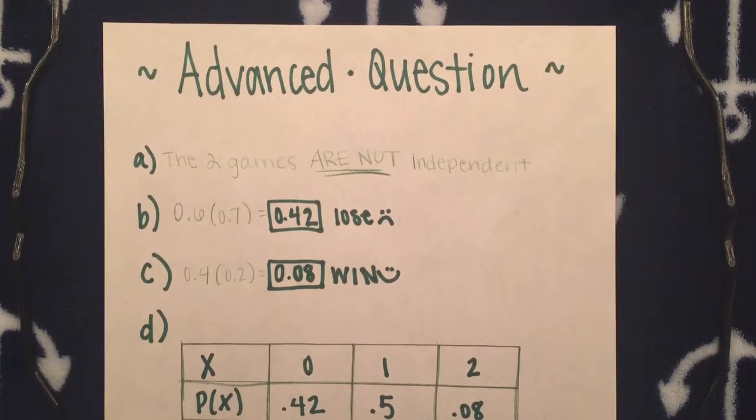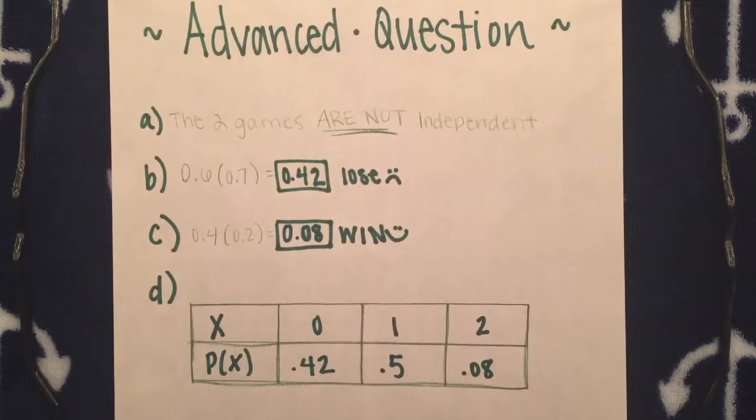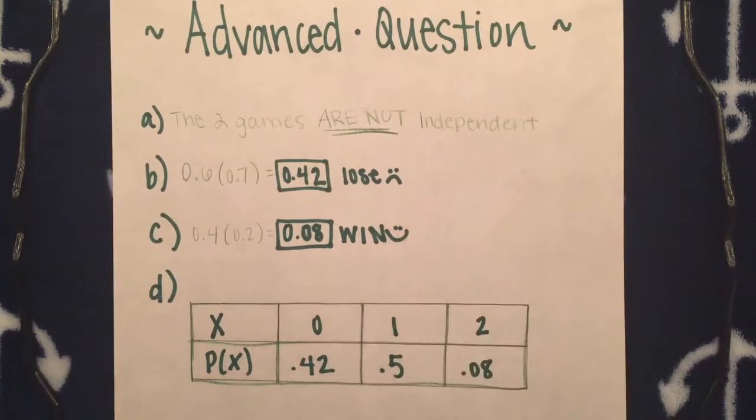Part B, what's the probability that you lose both games? So what you want to do here is take 0.6 and multiply that by 0.7, and you get 0.42. And that is a loss, so you have a 42% chance that you will lose. Little frowny face. And part C is asking what's the probability that you win both games. So you take 0.4 and multiply it by 0.2 and you get 0.08, which is a lot smaller. So you have an 8% chance of winning both games.